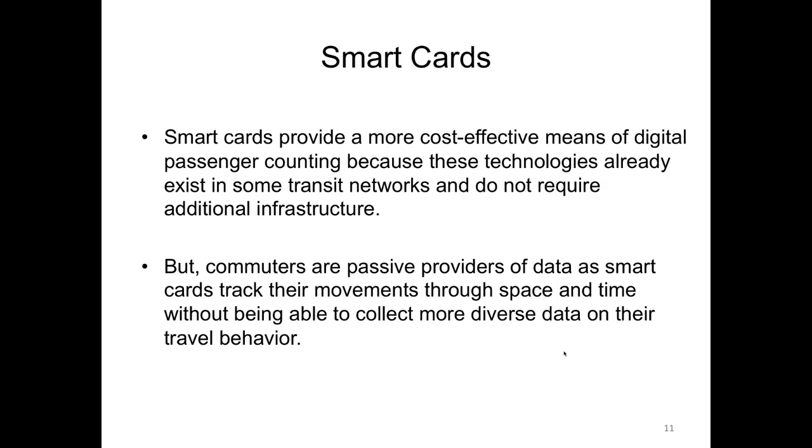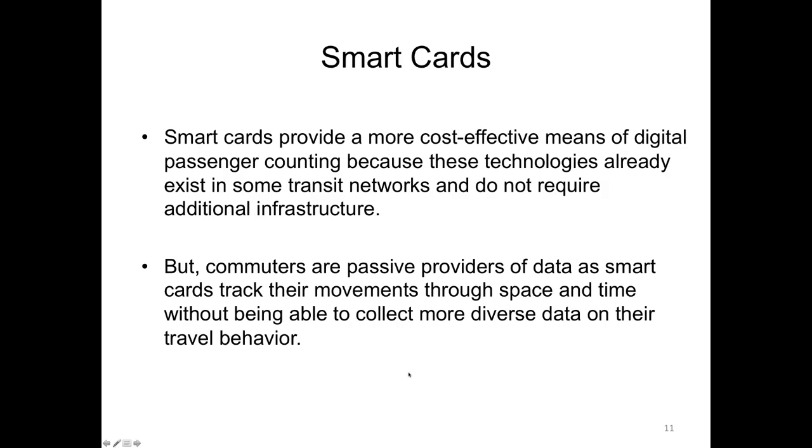If you think about them, they're already being used for another purpose. So why not jump on board and try to use them to help us collect more data? But again, one of the limitations, and this falls back into the same thing with the manual and automated counting devices, is that commuters are still passive providers of data. So what we're actually doing is just collecting data on individuals where they are at specific moments in time.